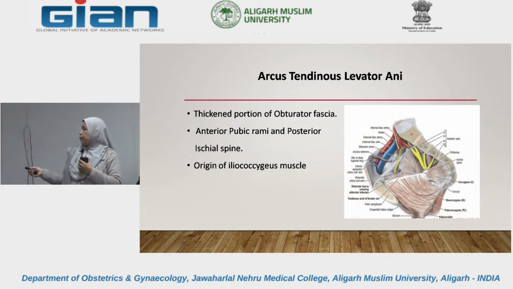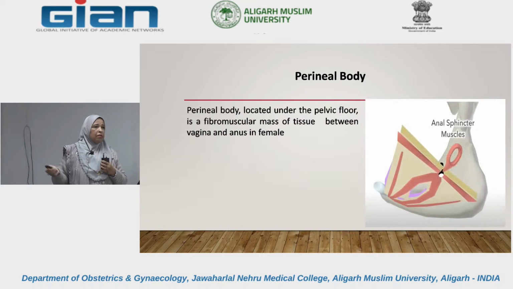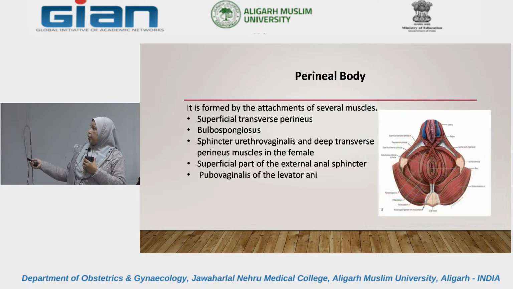Now coming to the perineal body, it lies between the anal opening and the vaginal opening. It is a fibromuscular node, also known as the central tendon of the perineum, made up of 10 pairs of muscles. These are the muscles which contribute to the perineal body.